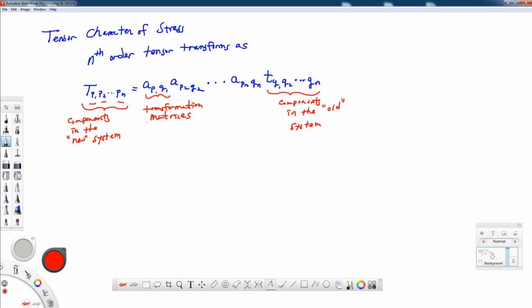Now, this thing that is a tensor can exist without a particular coordinate system being defined, but if you find its components in one system, it will transform according to these rules for components in the old and the new system. They're related this way. Now, what we're going to do in this lecture is talk about how this works out for stress as a second-order tensor.